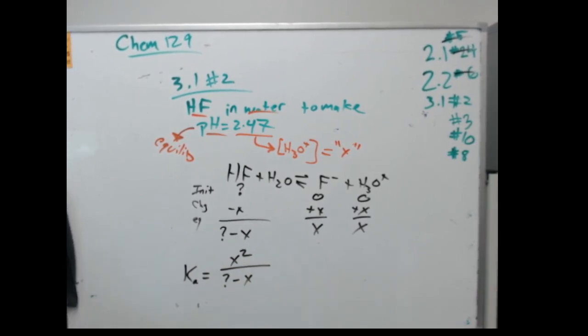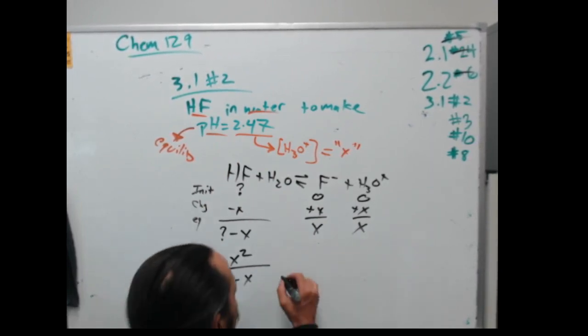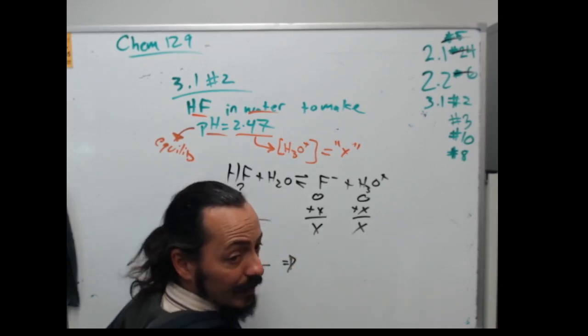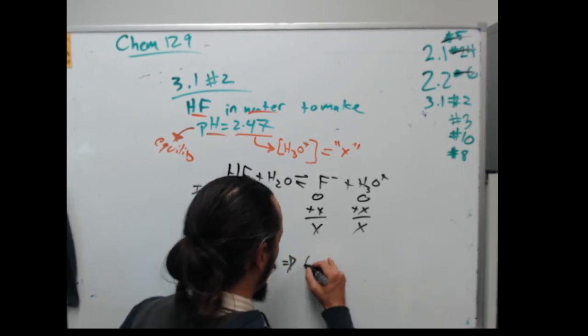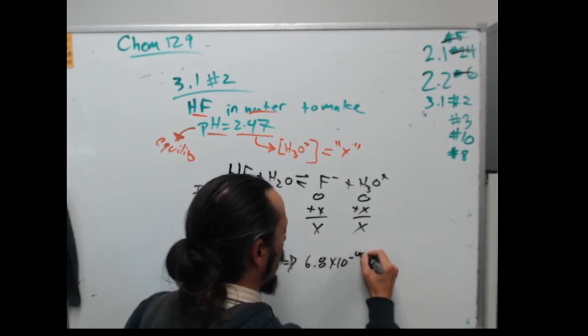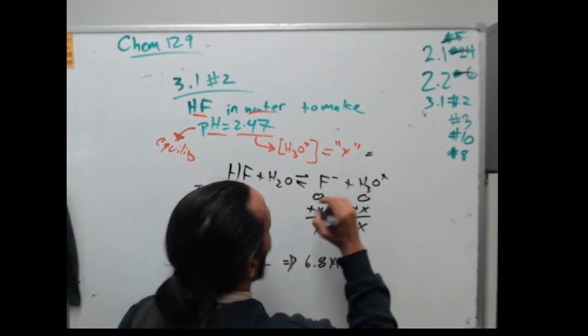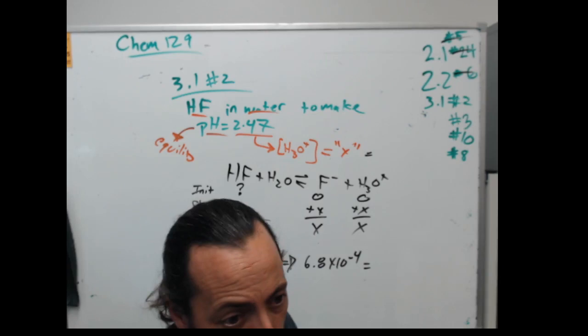You notice we pretty much always get into some structure like this, where there are 3 different things we might be trying to figure out: Ka, X, or the initial concentration. Here we know what the X value is because we've got that pH. We can look up the Ka value, and then we can solve for the question mark. Let's go ahead and do that real quick. The Ka value for this is 6.8 times 10 to the negative 4. Let's solve for what our X value is equal to. That's going to be 10 to the minus 2.47.